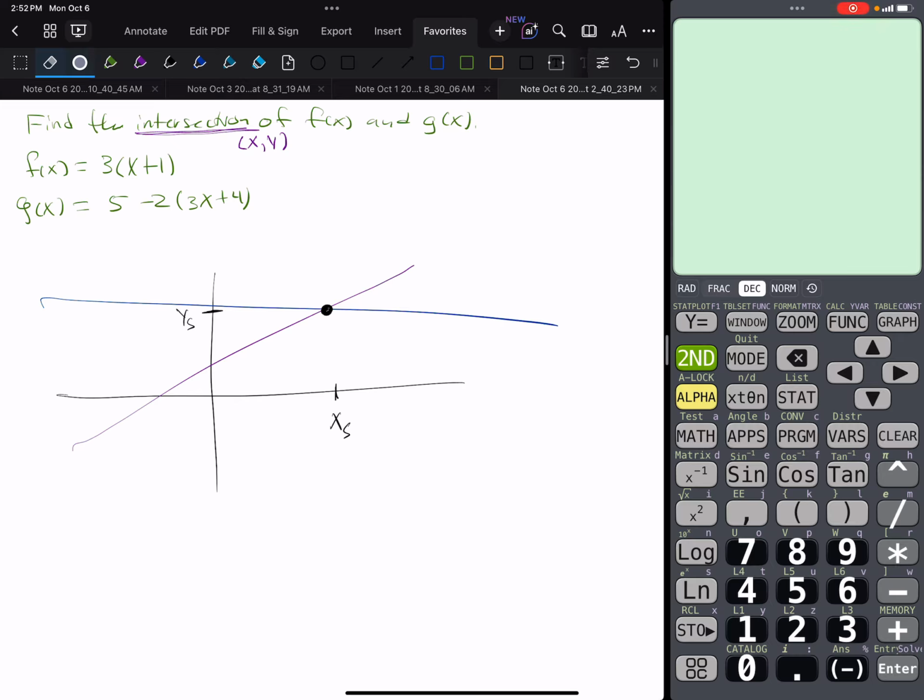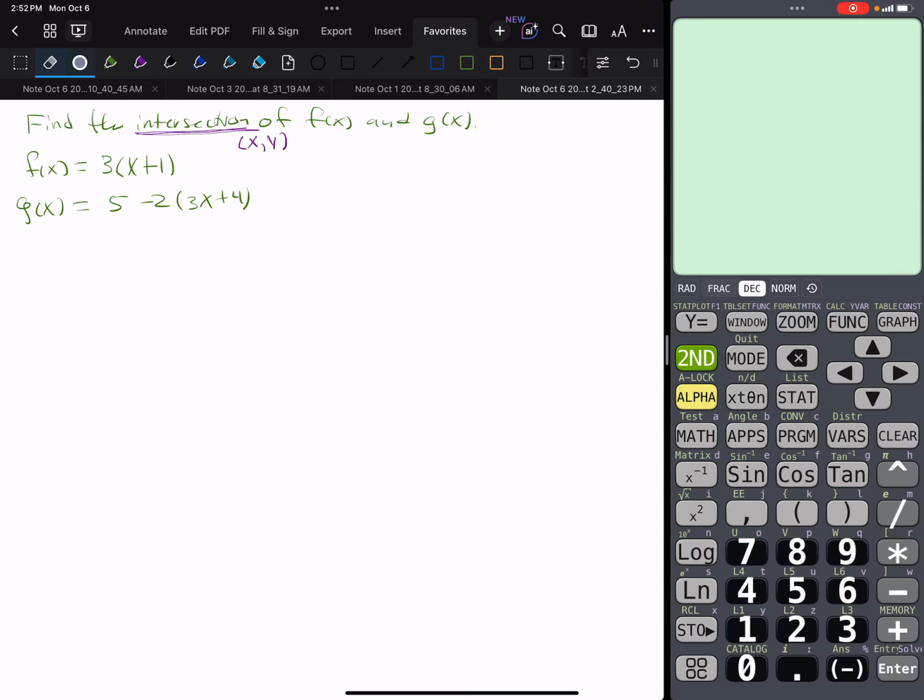All right, now that was just for illustration, so let's erase that because it really has nothing to do with our numbers. What are we trying to do? We're trying to find the point where the outputs of both of these functions are equal. Well, that sounds a lot like f of x equals g of x. Well, that looks a lot like 3 times x plus 1 equals 5 minus 2 times 3x plus 4.